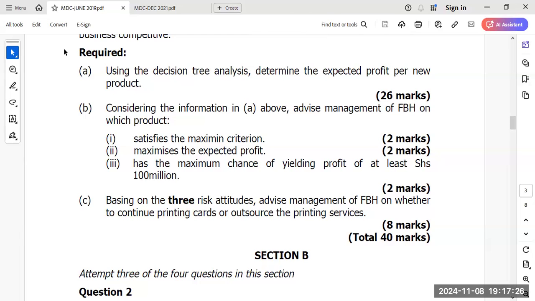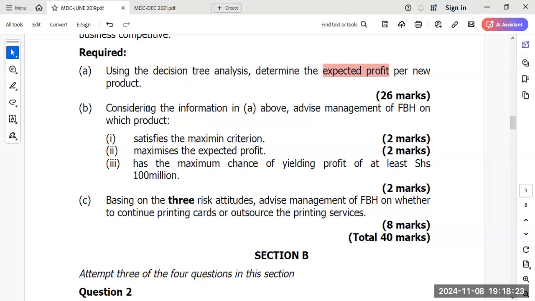Every time you're handling a question, always first know the required part. Read the required part before you focus on the case study. They are telling us that using the decision tree analysis, determine the expected profit per new product, 26 marks. You need expected profit. If you see the word expected, it means that you have to put into consideration probability. You get the probability times your profit to get expected profit.